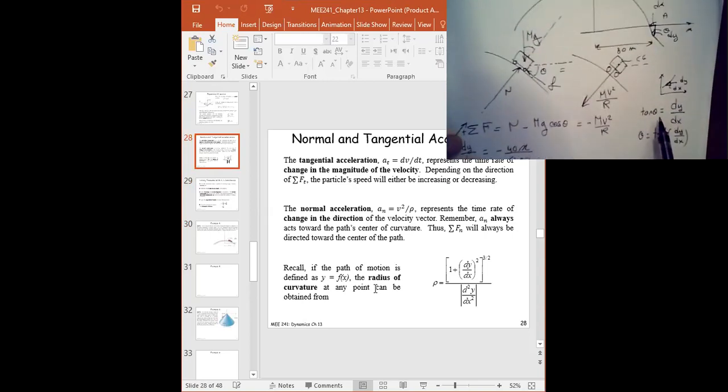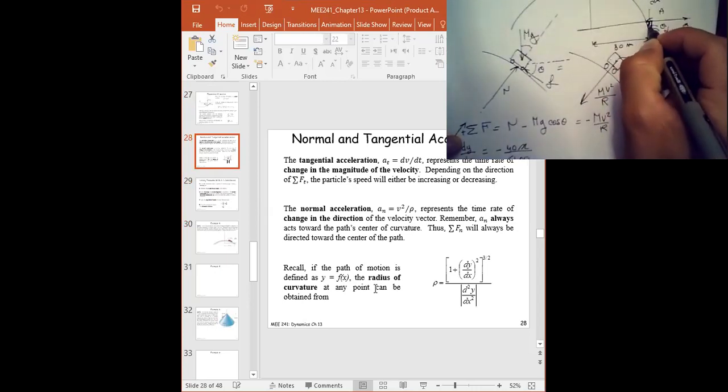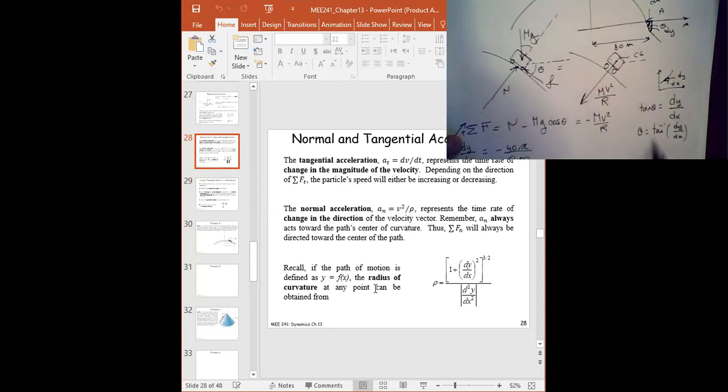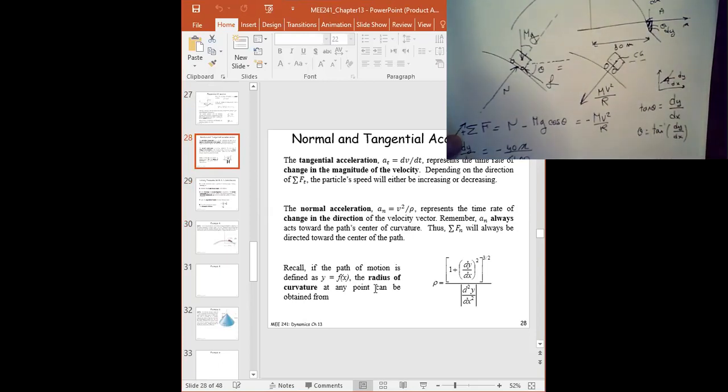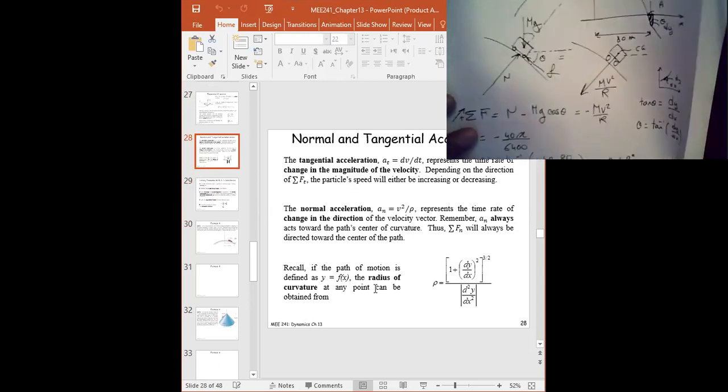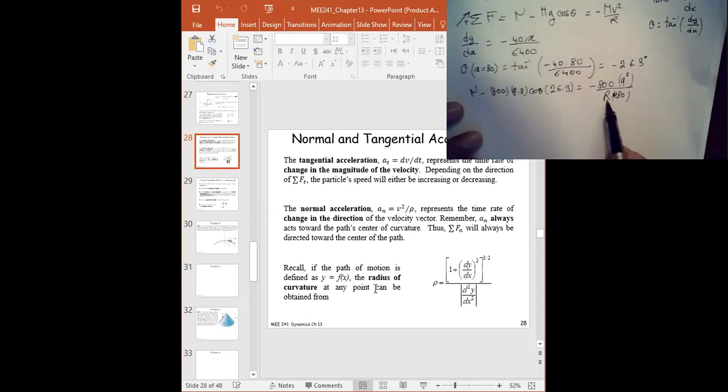Okay? Where is theta? Theta is here. Okay? Tangent theta is equal to dy over dx. Very simple. Okay, so we need to find now the radius at 80 meter. How can I find the radius? So we have this equation, right?